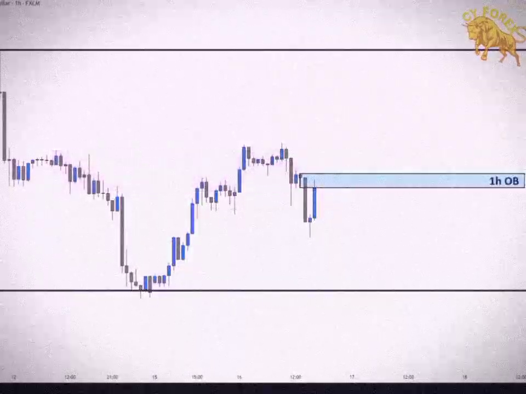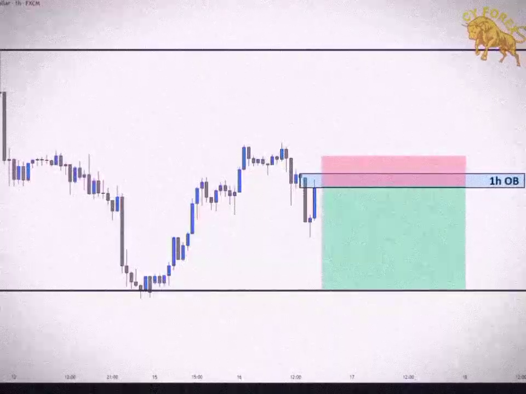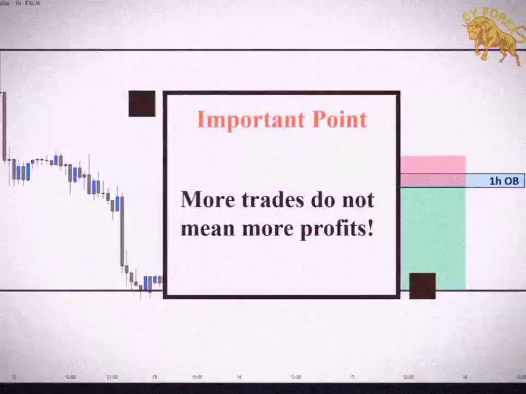Here we have a perfect opportunity at this 1 hour order block to go short, and our first target would be this daily level, and we could use this weekly level as our long-term target. Right now, there is no need to look for confirmations in a lower time frame unless someone wants to look for more trades based on the analysis we made. But remember, more trades do not mean more profits.